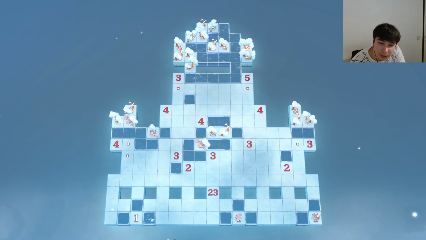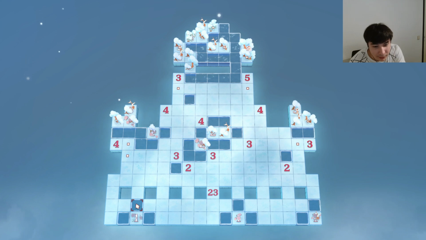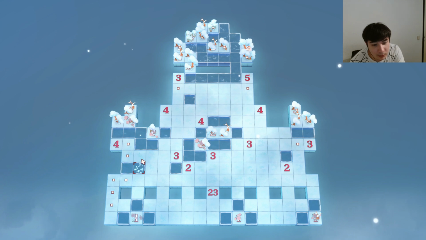Oh yeah, I should mark this one as well. So here's the thing about this. If this bit is water, this is going to be water as well, and it's going to pool. Meaning this here is land. And this is going to connect to the 23. There's going to be water here separating that from the 4.